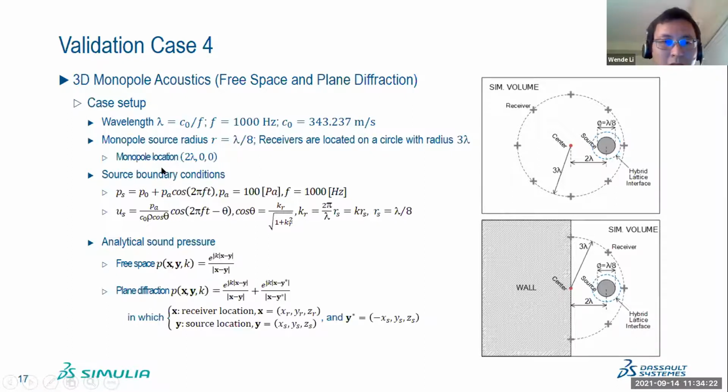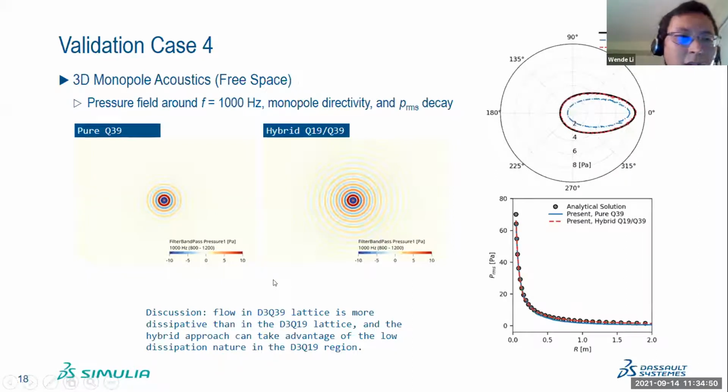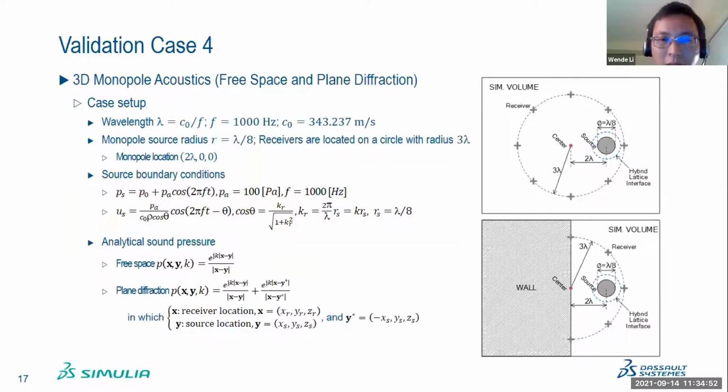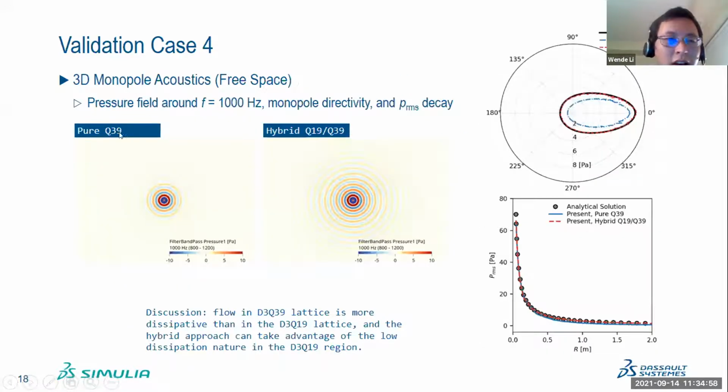We implement the pressure and the velocity on the surface of the source. There are some analytic solutions in free space and in the plane diffraction. In this case, the analytic solution is from the solution of the wave equation, and it just assumes another monopole here. From the pressure field, I want to introduce the hybrid interface, which is around here. And this is the pressure field.